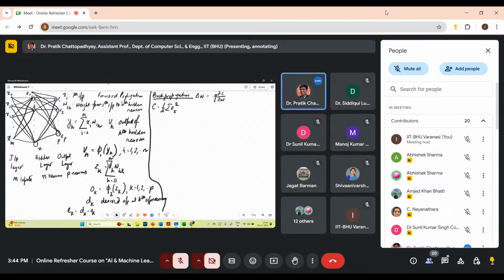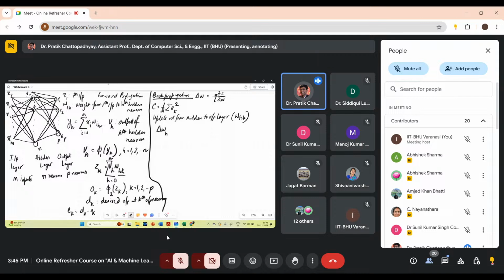In general, any weight from hidden to output neuron we write as WHK. So to update weights from the hidden to the output layer, any weight we denote as WHK, where H is the hidden neuron and K is the kth output. This is true for all the weights depending on the values of H and K. So basically delta WHK.